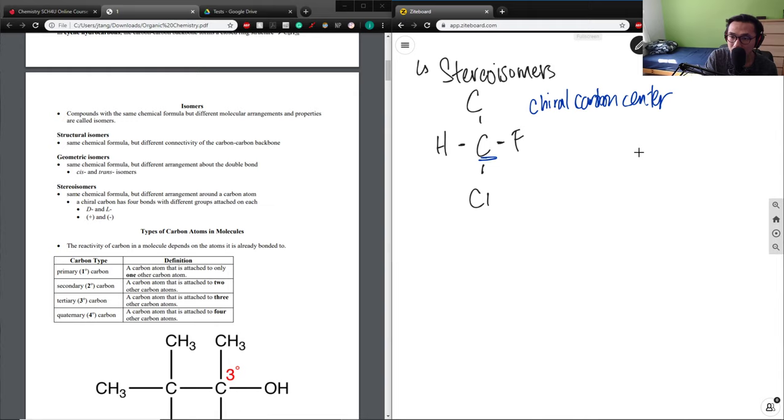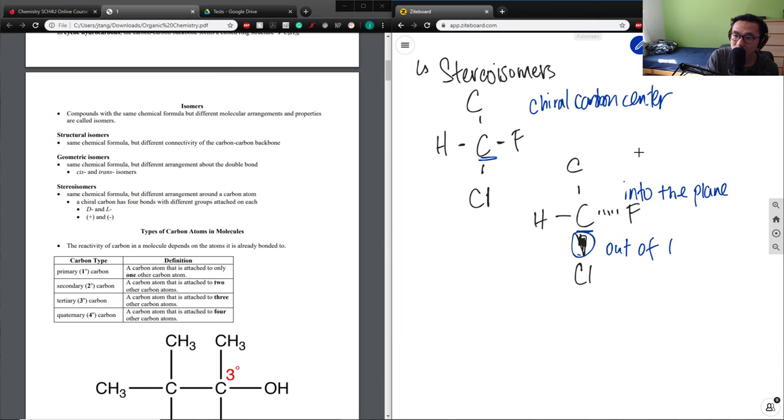So, I'm going to replace these lines with dashes and wedges. And this would be SCl. In this case, I have a chiral carbon here, so it's again bonded to four different things. This dashed line here represents that it's going into the plane. And this wedge here represents it's sticking out of the plane.